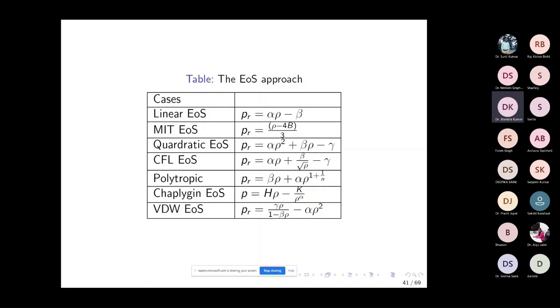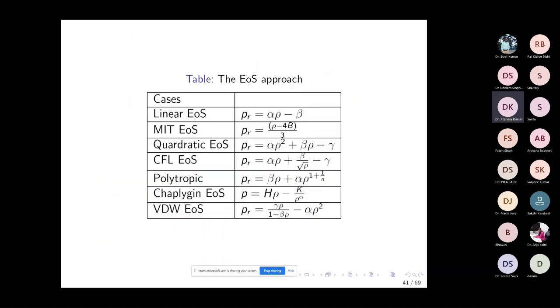equation of state in the form that is PR equal to alpha rho plus beta by square root of rho minus gamma, which generalizes the MIT bag model and describes the internal structure of compact stars made of strange matter in the color flavored locked phase. So when we take beta equal to 0, we get alpha rho minus gamma, and that is equivalent to the linear equation of state.